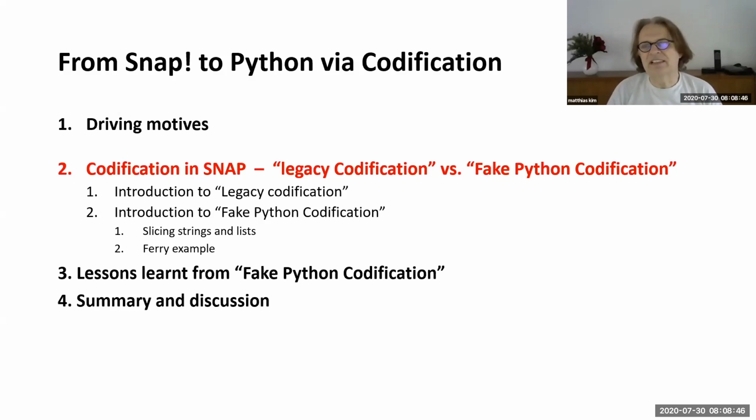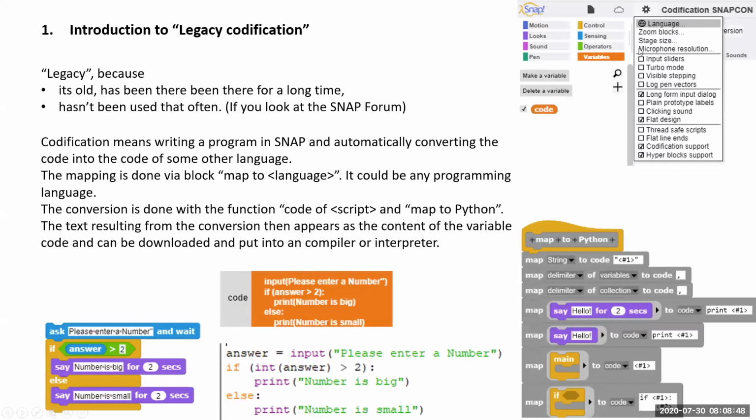Okay, there's this legacy codification. I will demo it in a second. You have to switch it on in Snap. On the top right side, you tick the codification. It means that you write a program in Snap with Snap blocks, like you can see here on the bottom left: please enter a number. Then if it's bigger than 2, you get numbers big, other numbers small. And then you have a mapping, which you see on the right.